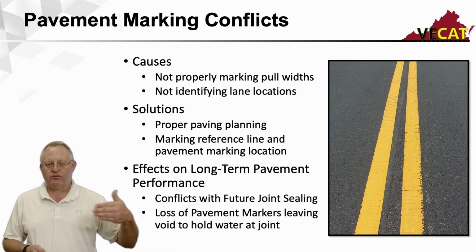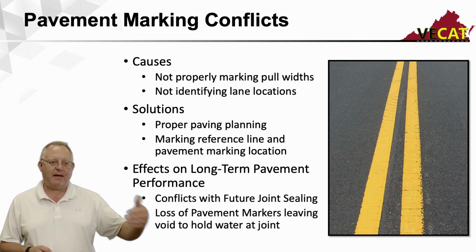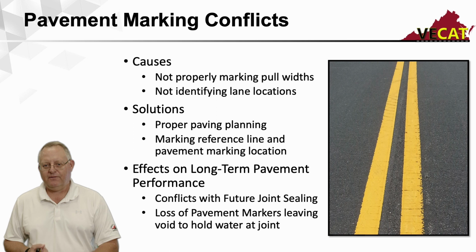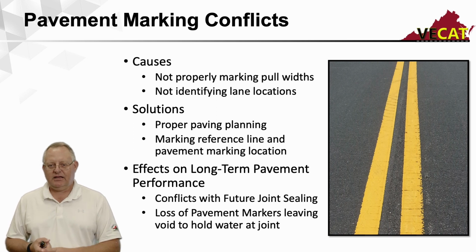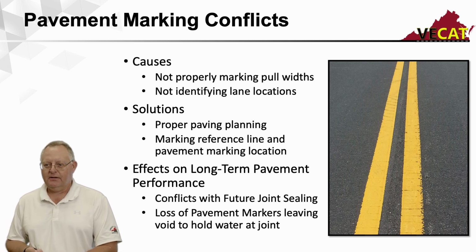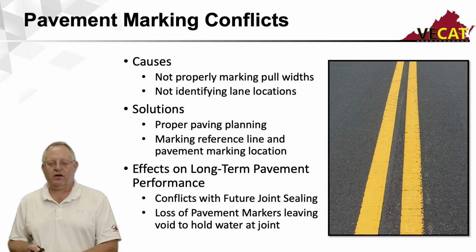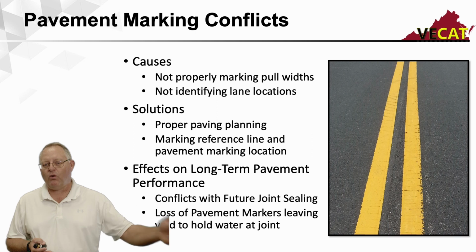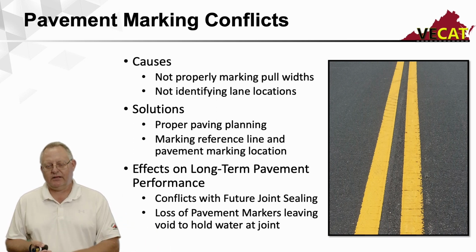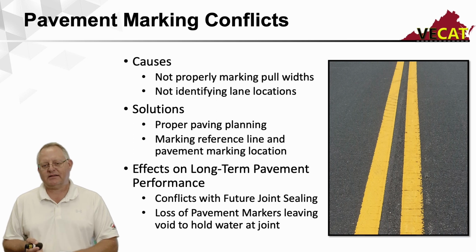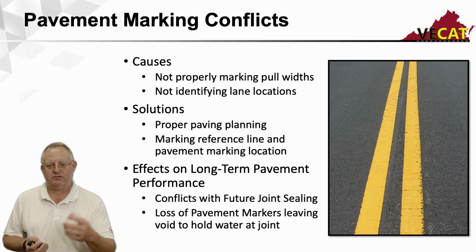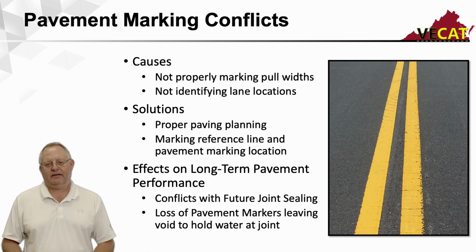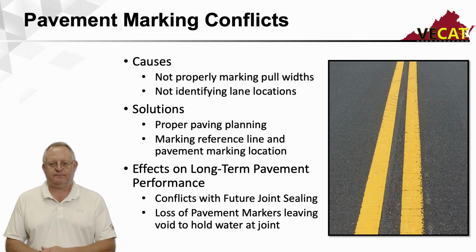And why? Because we're trying to stop conflicts where we have to do future crack sealing to keep the water out, put in pavement markers, or cut in rumble strips. All those things get avoided. But if we put the joint in the wrong location and we have to do crack sealing there, cut in rumble strips, put in plastic inlaid markers, water gets in there, and that leads to premature deterioration.